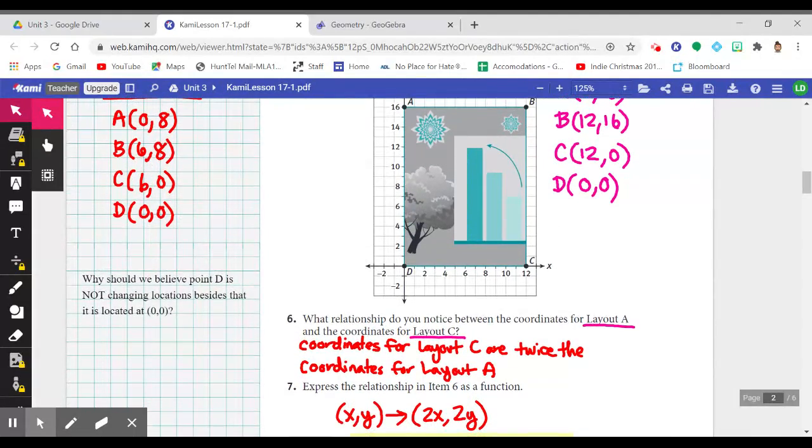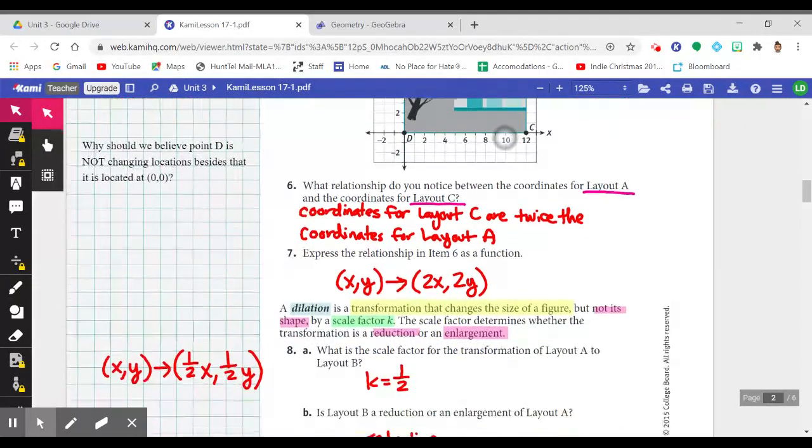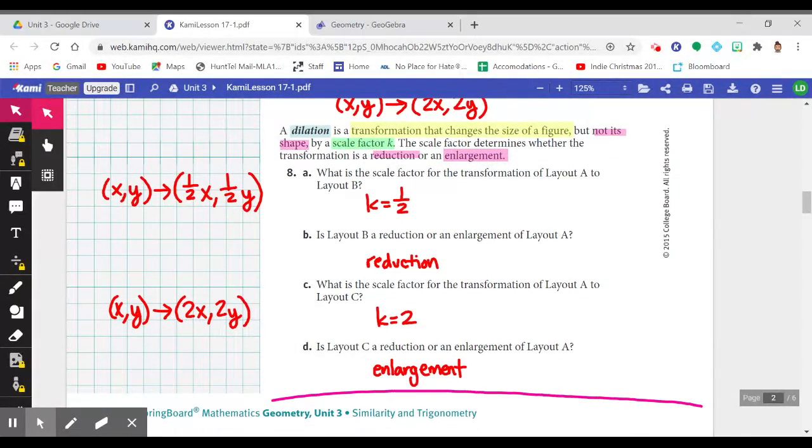So D, not just because it's (0, 0), and we multiply 0 times anything, we still get 0. D, located at the origin, is our center of dilation. And everything is going to get closer or further away from it, again, depending on if we are reducing or enlarging it. So let's press on.